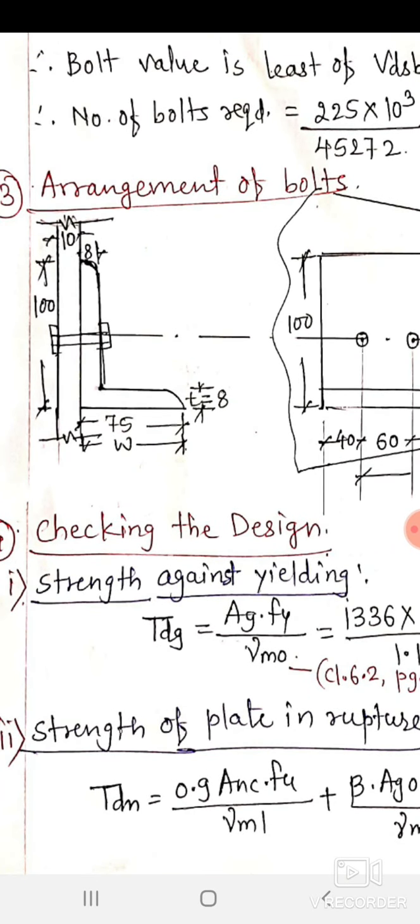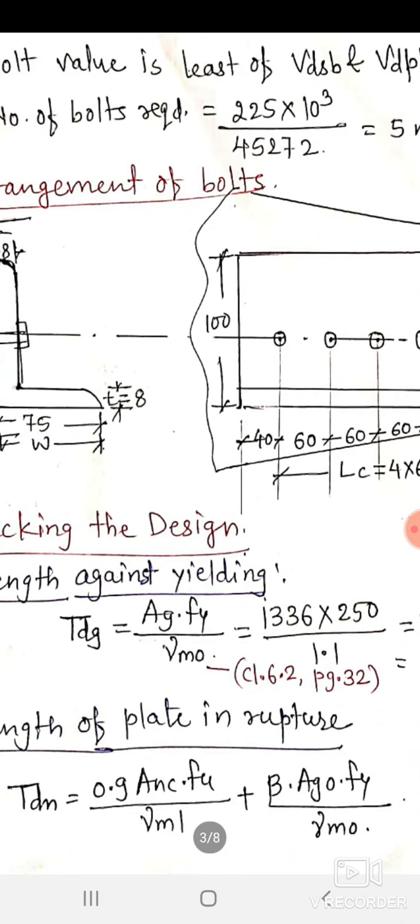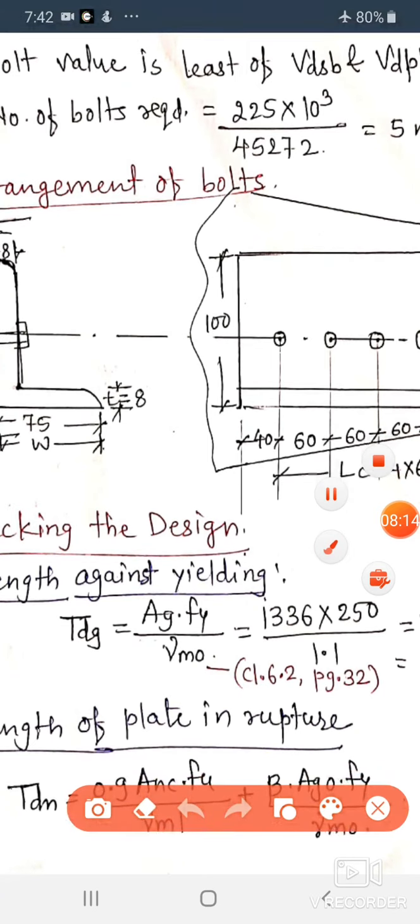So after doing the arrangement and all, we need to check the design. So we'll be checking the design in yielding, rupture and in block shear. So step by step we'll go ahead. So the first one is the strength against yielding, that is TDG is equal to AG into Fy upon gamma MO. Now remember here AG is whatever is the area you have provided, not the required one.